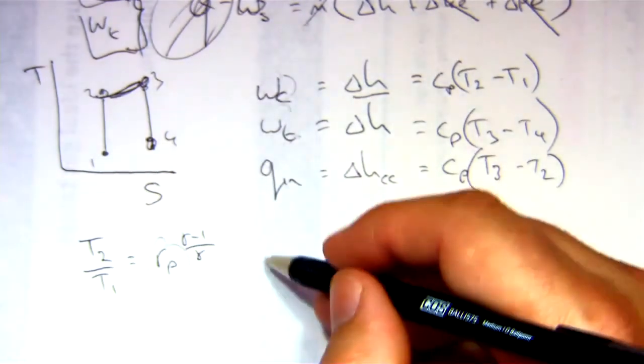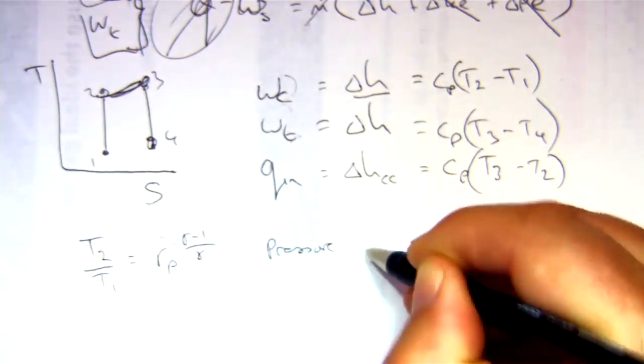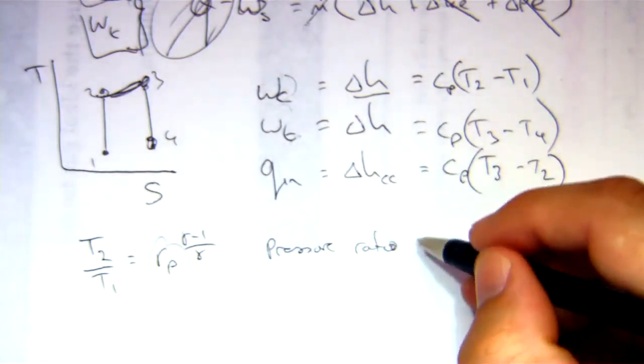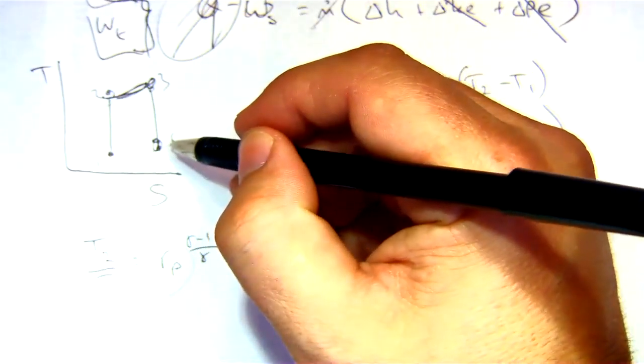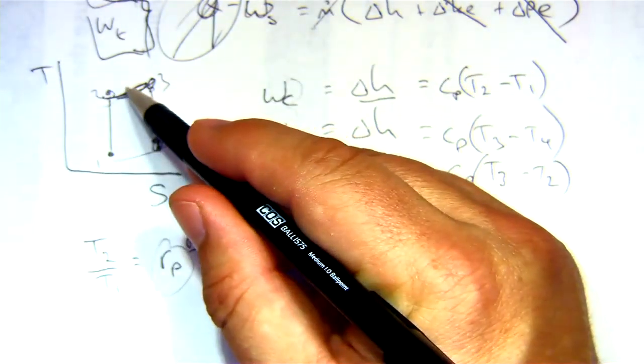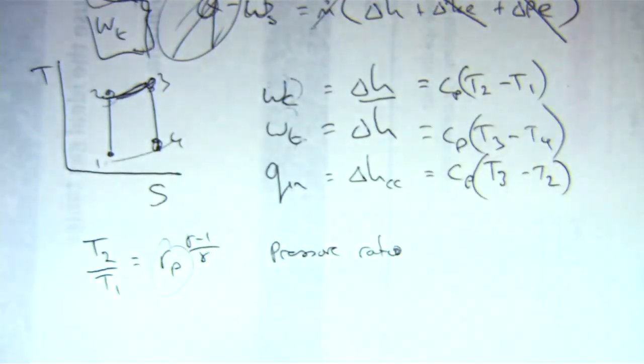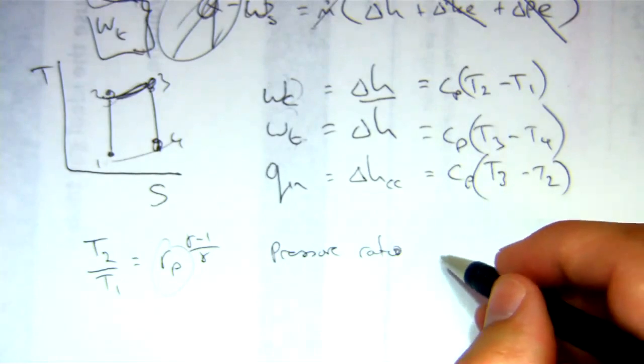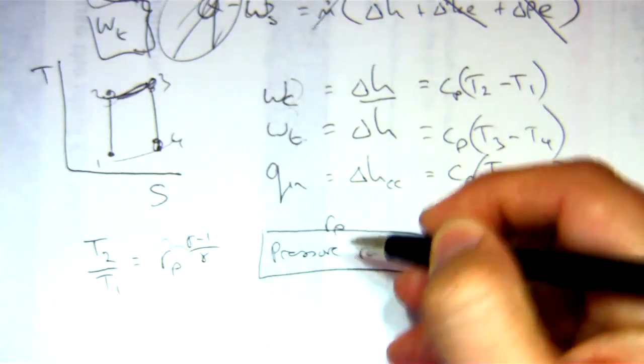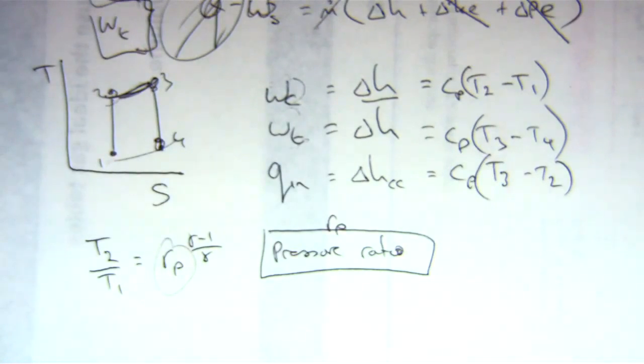What is Rp? This is the pressure ratio between this pressure and this pressure. So if this pressure were atmospheric and this one was 30, the pressure ratio would be 30 divided by 1, 30. This Rp defines a gas turbine. We will find, as we go on, that there are terms that define each major air cycle: a term that defines the gas turbine, one that defines the Otto cycle, and one that defines the diesel cycle.